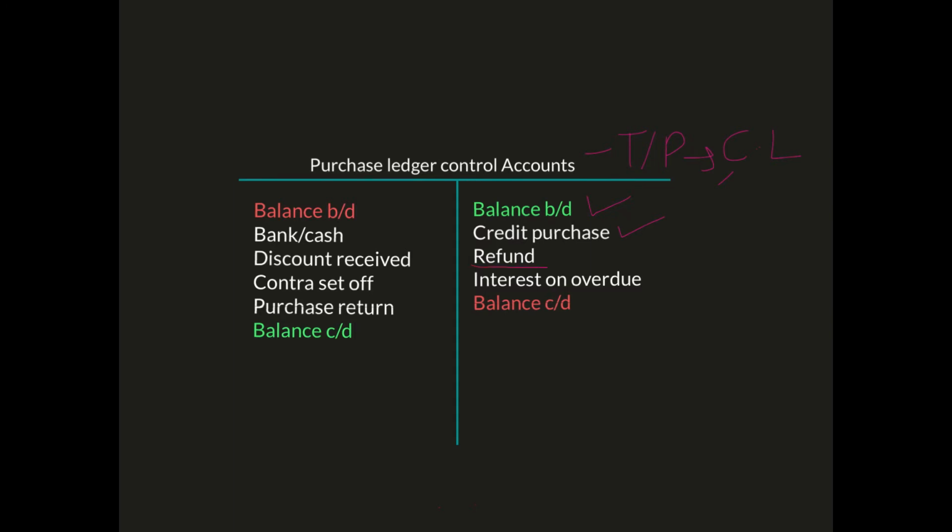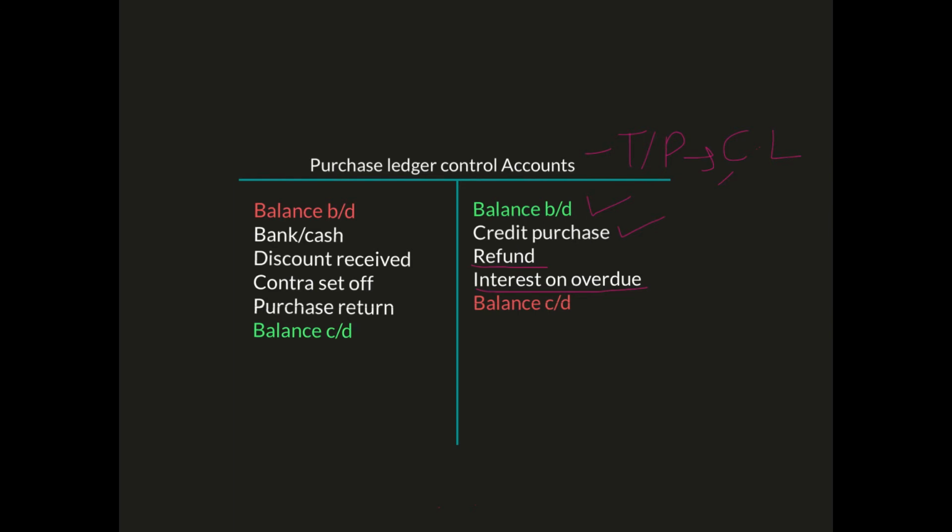Now refund. What is a refund? If our supplier refunds us some of the money, then our trade payables will increase, which means the amount we owe to them will now increase again. Interest on overdue. This interest is basically the interest on the purchases that you made on credit. If the interest is charged on the credit purchases, the amount we owe to our suppliers will increase.